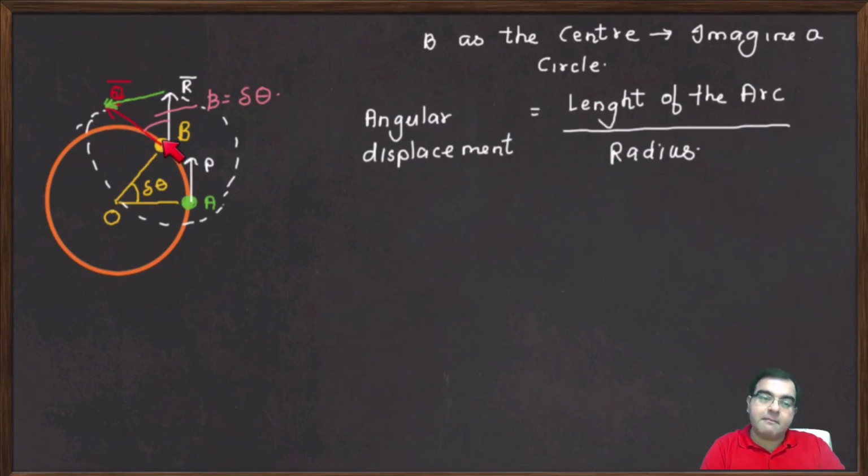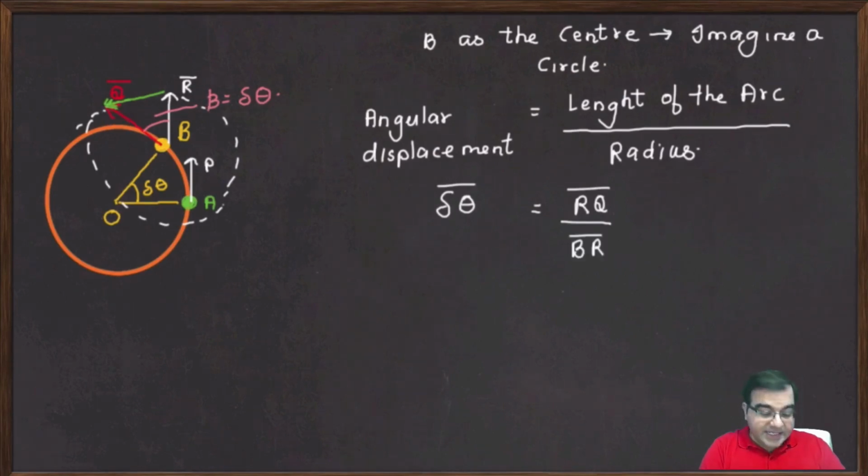So this is my center. This is that arc, right? The RQ bar is that arc. And my radius is nothing but either BR bar or BQ bar. I repeat, this BR bar or this BQ bar is your radius if B is the center, and your RQ bar is the arc. So as per the formula for angular displacement, which is equal to length of the arc upon radius, I would write delta theta is equal to length of the arc. The length of the arc in this case is RQ bar, upon the radius, which in this case I have considered as BR bar.